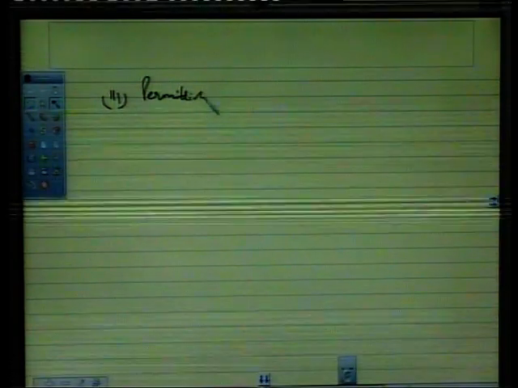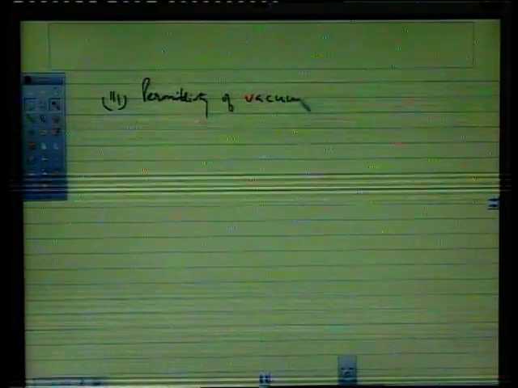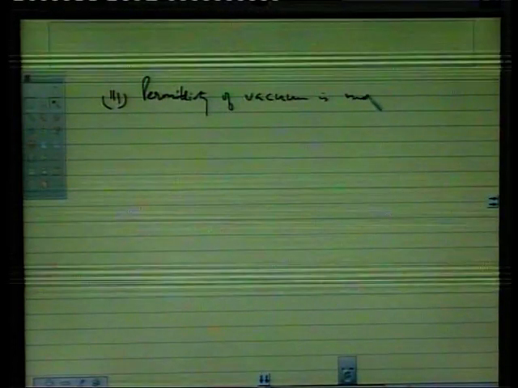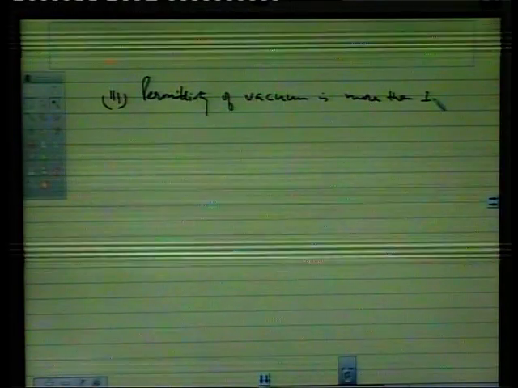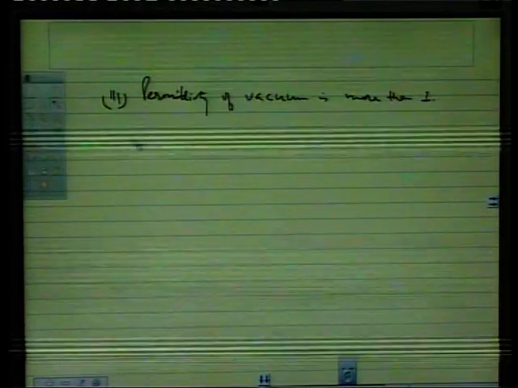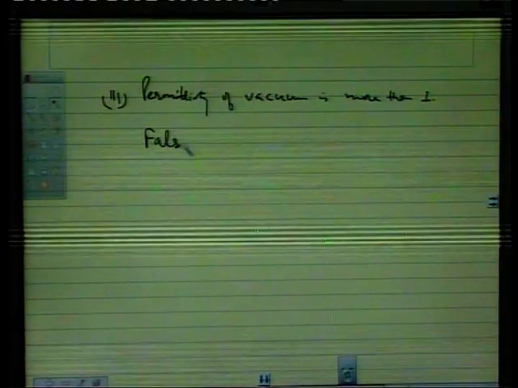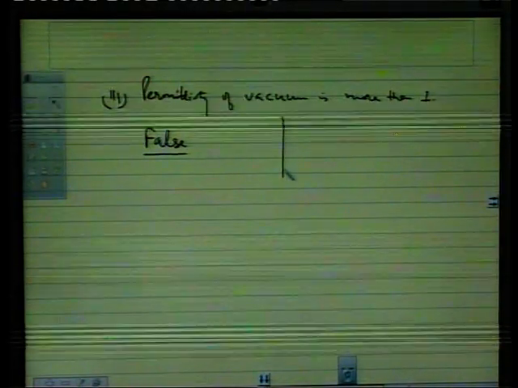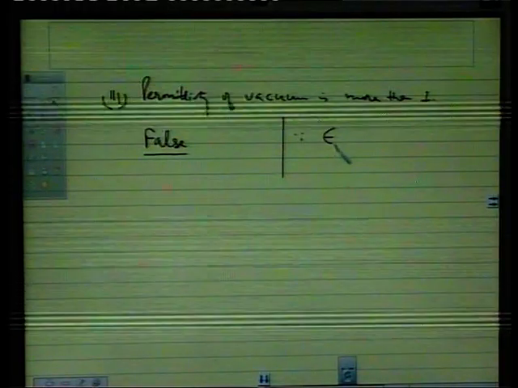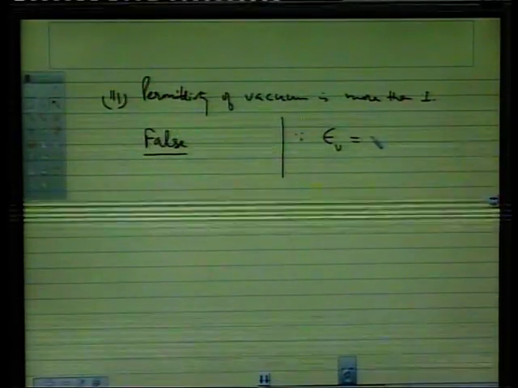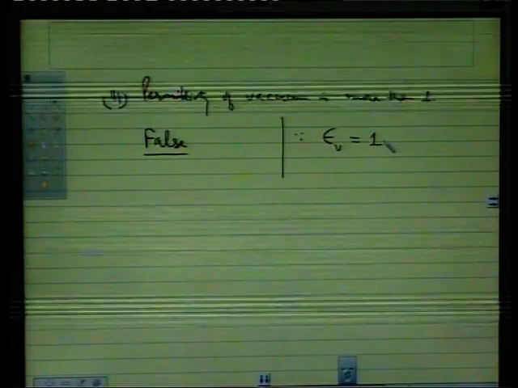Third, permittivity of vacuum is more than 1. This is false. Why? Because the permittivity in vacuum is 1.